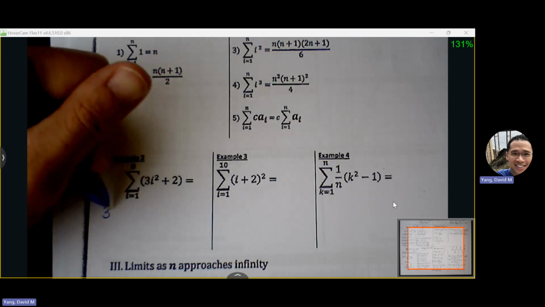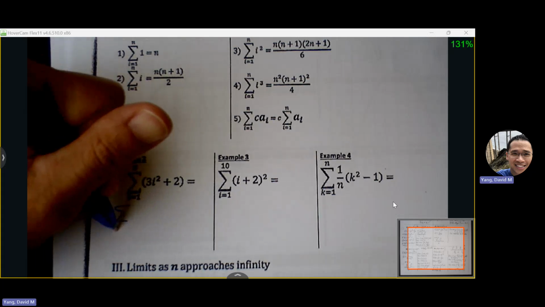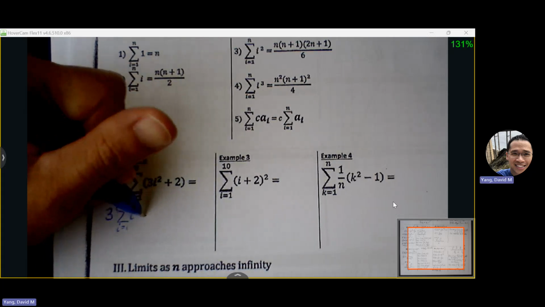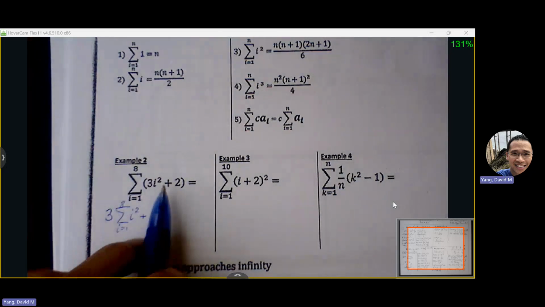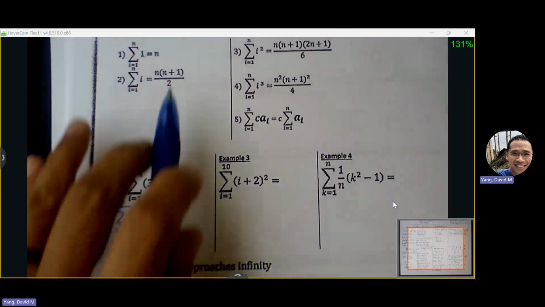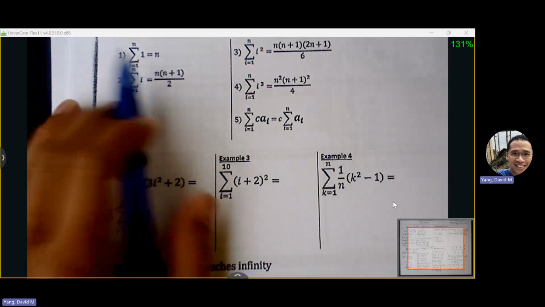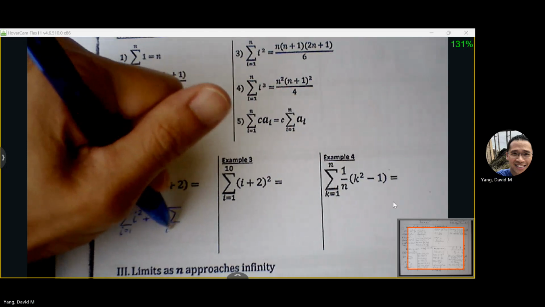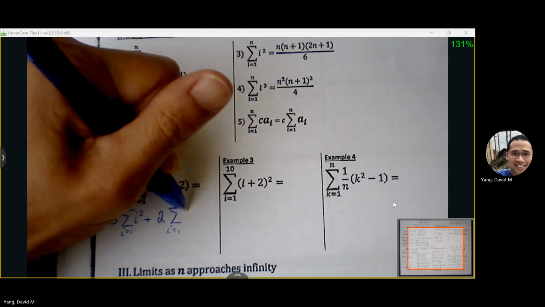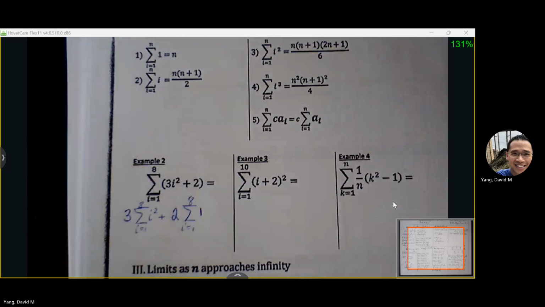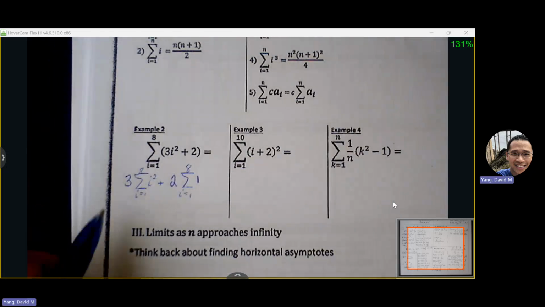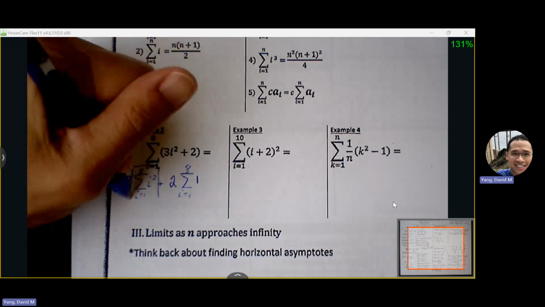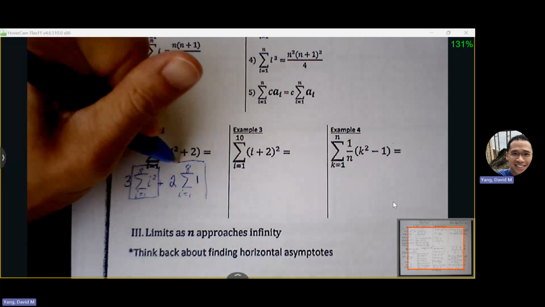So 3 summation from 1 to 8 of i squared plus, and I'm also going to pull the 2 out in front as well. If I pull the 2 out in front, then I can just make this summation 1. And if I can represent my summation using the rules, then I can just replace these with the rules that I have above me.